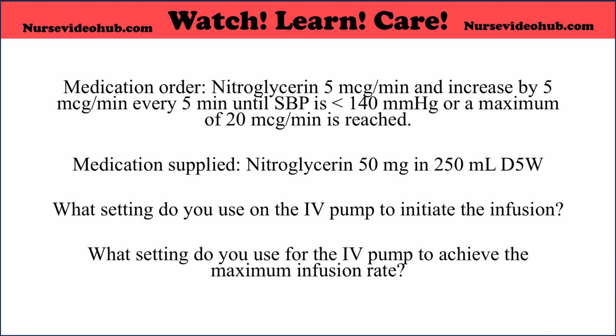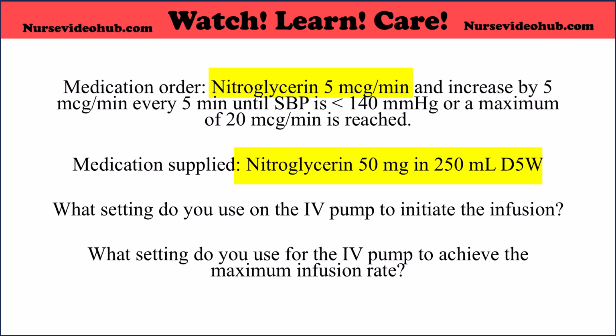Finally, let's calculate a titrating nitroglycerin drip. The medication order is nitroglycerin 5 micrograms per minute and increase by 5 micrograms per minute every 5 minutes until the systolic blood pressure is less than 140, or a maximum of 20 micrograms per minute is reached. The medication supplied is nitroglycerin, 50 milligrams in 250 milliliters of D5W.